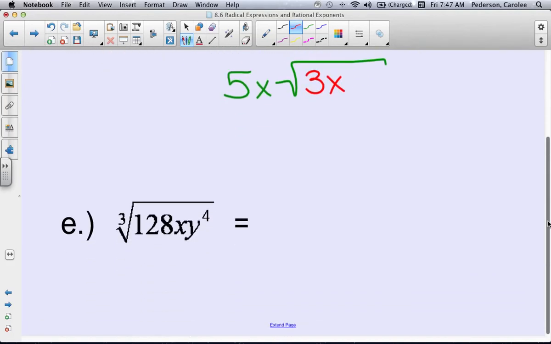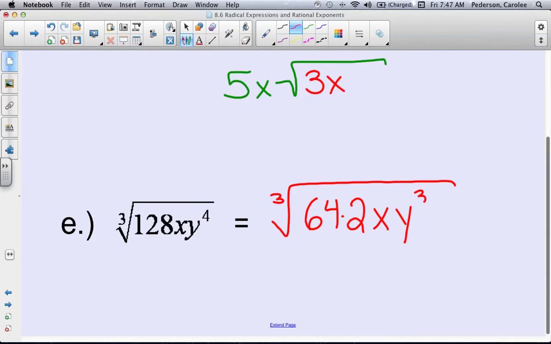But on to question E. Now we're back to an index of 3. So we're looking for multipliers that have 3 of them together. So let's break down 128. 128 can be rewritten as 64 times 2. And then x, y cubed, y. I originally had 4 y's, but remember my index is 3, so I'm looking for groups of 3.